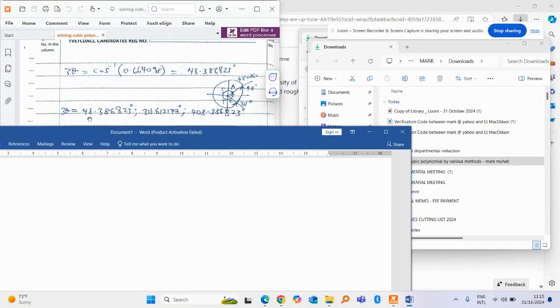We have 3 theta is equal to that. So in the fourth quadrant, it is going to be 360 less this angle. We get this angle, 311.613177. We also, because we only need 3 answers, and we must have the 3 answers.